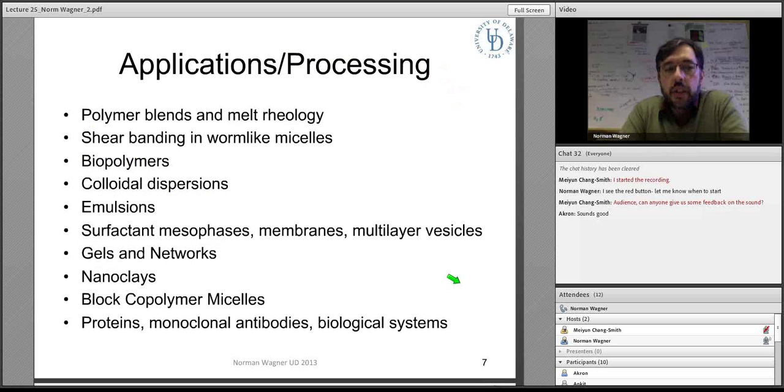There are many systems, and hopefully everyone in the audience recognizes a system they're interested in on the list here, which is by no means comprehensive. Whether you're talking about polymers or colloids, self-assembled emulsions, surfactants, gels, clays, block copolymers, and more recently proteins and biopharmaceuticals, you can imagine that Rheo-SANS is very interesting for people in industry, not just academia, and is a skill set that's in demand these days.